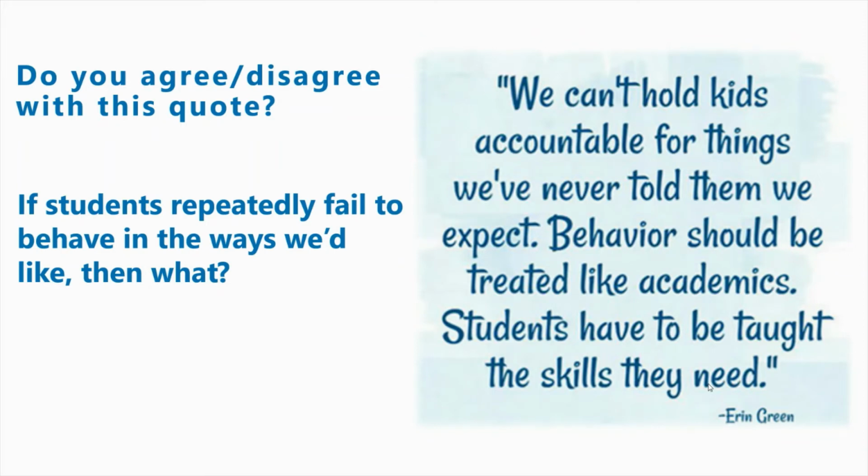So what if we do treat behavior like academics and we do our darndest to set clear expectations and teach students how to follow those expectations, and we practice as a class, but then the student repeatedly fails to behave in that way? Then what do we do? What are those next steps? And then can this be an equity issue? In what ways can this be an equity issue?